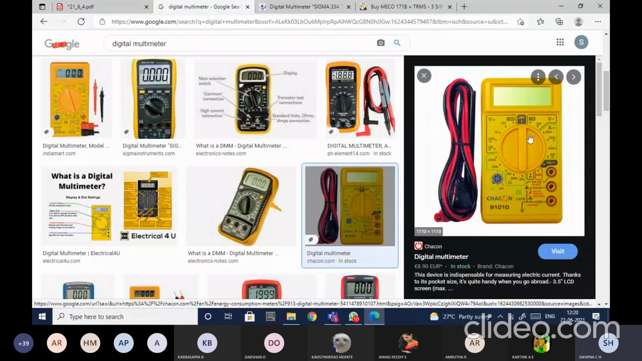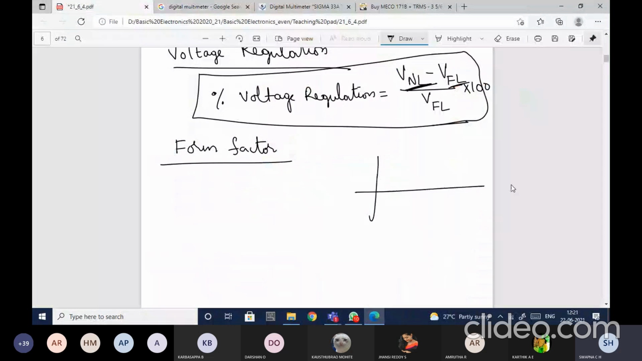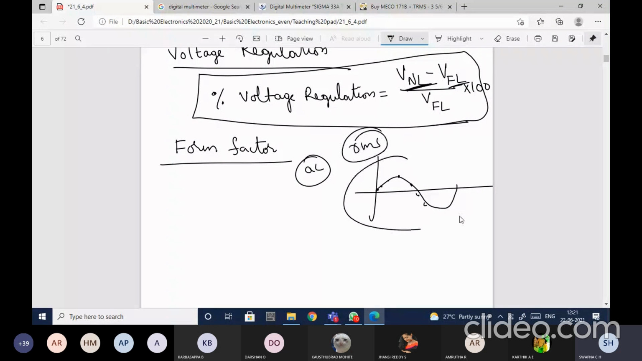Here I have told you that we'll be finding the AC values also. AC values in the sense, let me just take the AC signal. This is my AC signal. I'm saying that my multimeter is used to calculate the AC value. So which value will it give? It will give us the RMS value of this AC signal. The RMS value, the effective value, will be given.